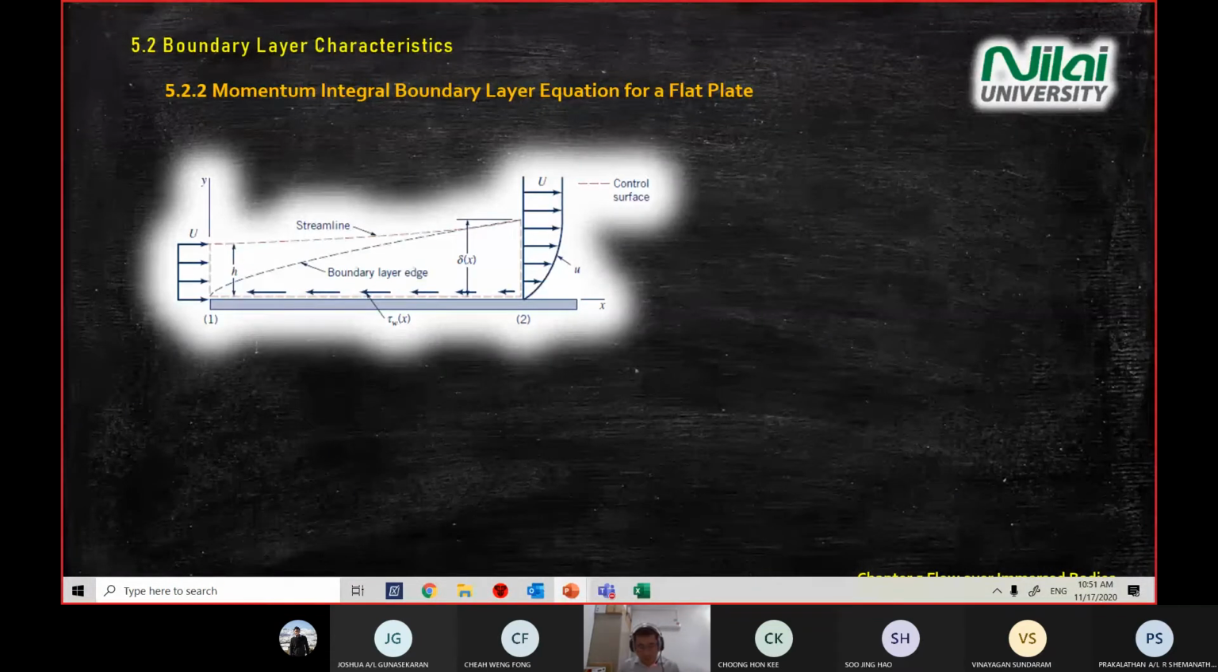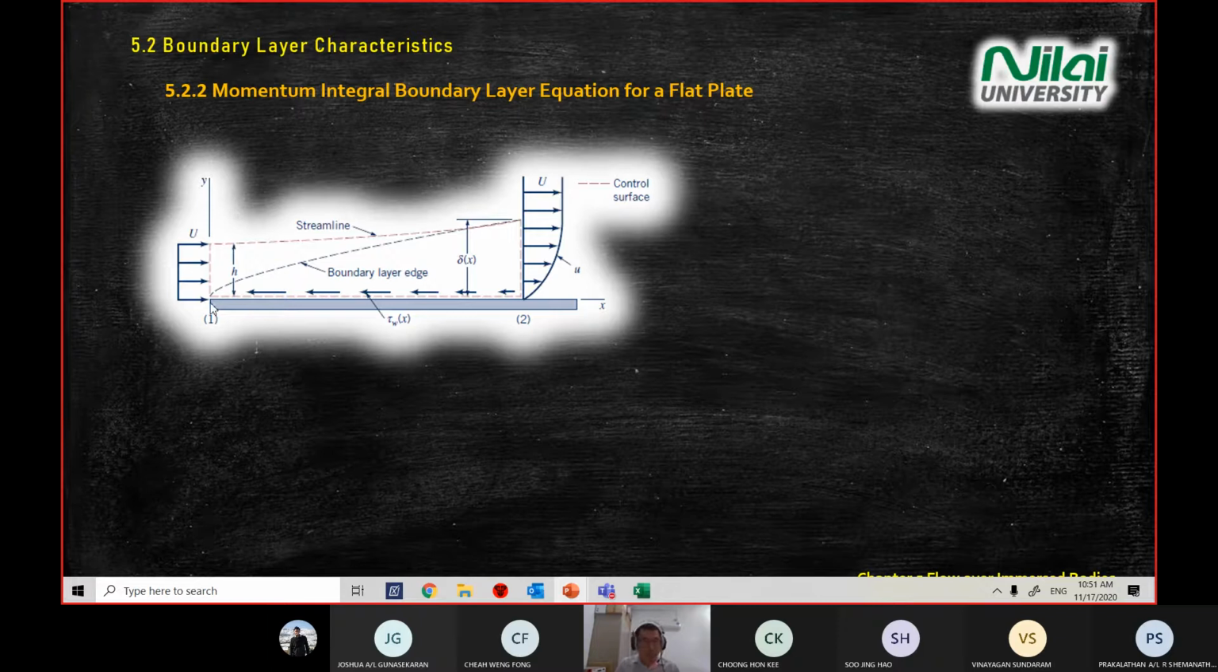Okay, now we look at question 17. We look at the momentum integration equation. We start to develop the equation for the boundary layer using the momentum equation. If you look at the diagram on the screen, we're still using a flat plate with two points, point 1 and point 2. At point 1, we have a uniform flow denoted by capital U, our upstream velocity.